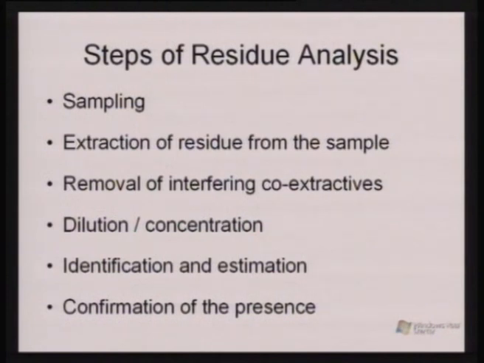Then we need to inject the sample into the instrumentation, either GC, GC-MS or HPLC, where we need to identify the particular pesticides using the reference standard. The reference standard will come at a particular retention time of the analysis, and if any peak comes out in the sample at the same time, identification is based on the reference standard. Then we need to estimate using the peak area of the standard and the peak area of the sample, the standard concentration, sample weight, and all the dilution factors.